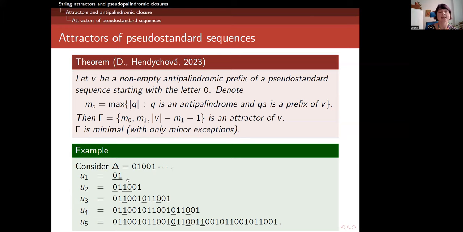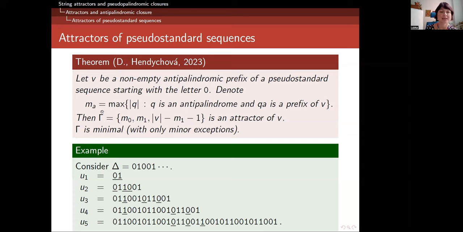Then U1 is 0, we take 0, and we make the antipalindromic closure. And now here in U1, the longest antipalindromic prefix followed by 0 is the empty word. And there is no antipalindromic prefix followed by 1. So as I said, in such a case, it is not written here, I said it just by mouth. I did not write it down.